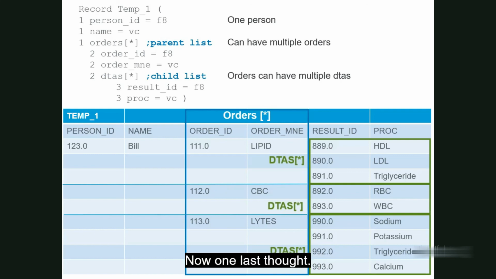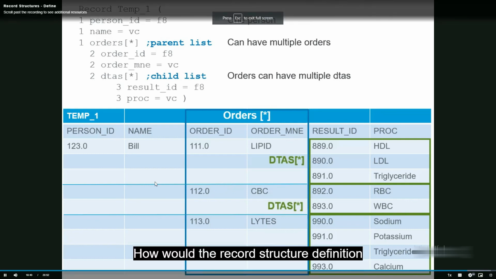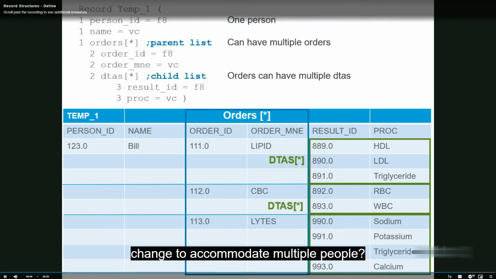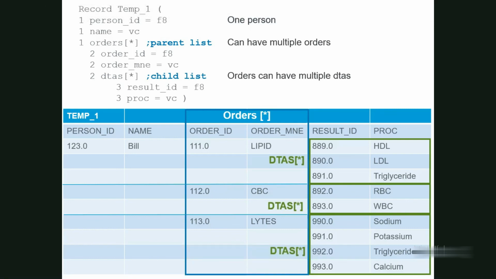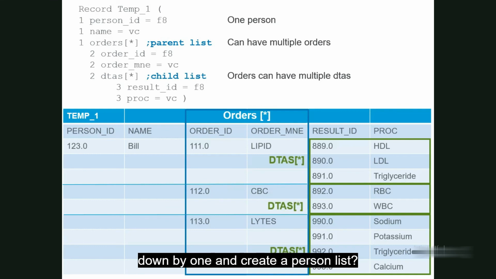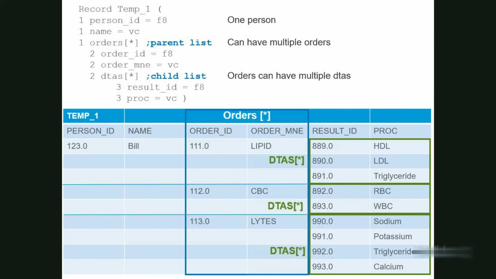Now, one last thought. What if we wanted the record structure definition to store multiple people, their orders, and DTAs, instead of just one person? How would the record structure definition change to accommodate multiple people? Was your idea to push the levels down by 1 and create a person list? This is a great idea. Let's see what that looks like.